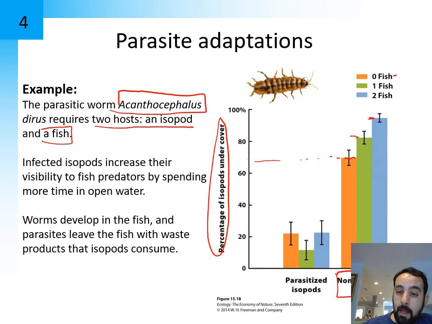However, if they have the worm inside them, they lose the ability to distinguish that risk. So these three bars here show you how much time they spend undercover if they have the worm. What happens is that the worm removes the senses, the judgment of this guy, and then he gets more exposed, right? So it's another parasitic adaptation to change the mindset of the host. It can turn into a zombie, basically.